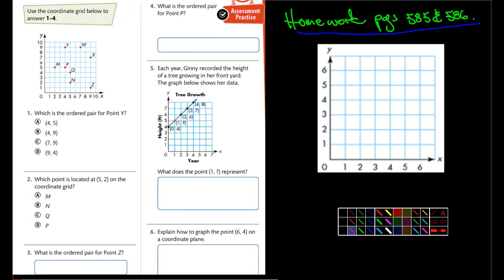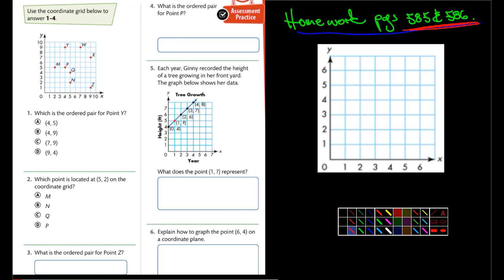Again, this is a review of chapter 14, and it's pages 585 and 586. So number one, it says, what's the ordered pair for point Y? You guys could do that. Number two, which point is located at 5, 2 on the coordinate grid? I mean, you could do that. 3, you can do. 4, you can do. It says, what's the ordered pair for point P? Well, this is what they're talking about right there. So just remember to list the X value first.